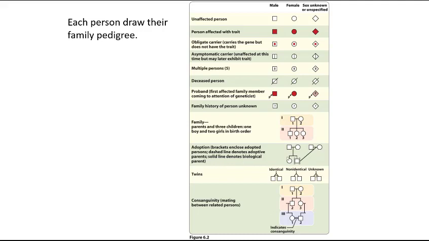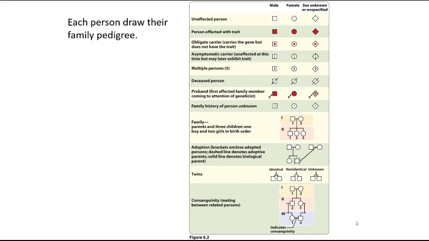There are some unusual things that you might encounter. For example, adoption is a little bit tricky. We represent that with these brackets. Twins of different types are represented differently. If they're definitely identical twins, you would put these diagonal lines with a little line across, whereas if they were fraternal twins, you wouldn't put that line across. If you have what's called consanguinity, so inbreeding between related individuals, that is highlighted in pedigrees by putting a double line between the individuals of interest.